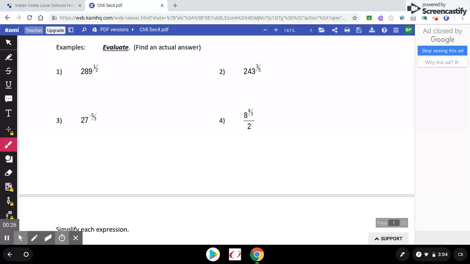Now, I'm not going to lie to you. You could literally, depending on which calculator you have, type in all these problems, hit enter, and it would give you the answer. So I got to see at least a little bit of work. And here's the work I'm expecting to see.